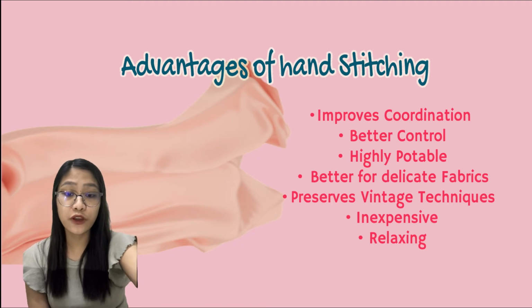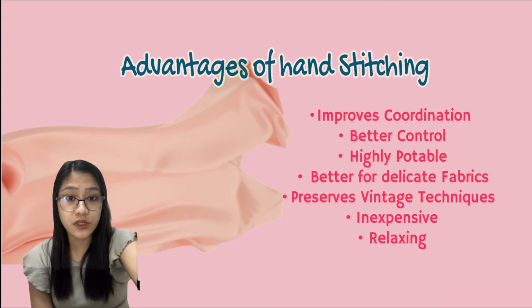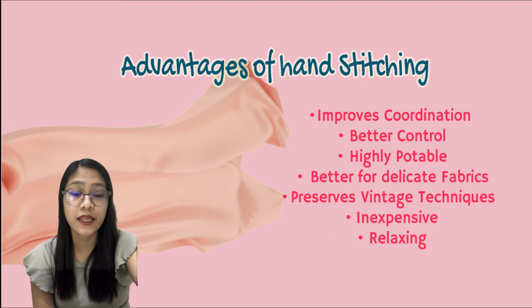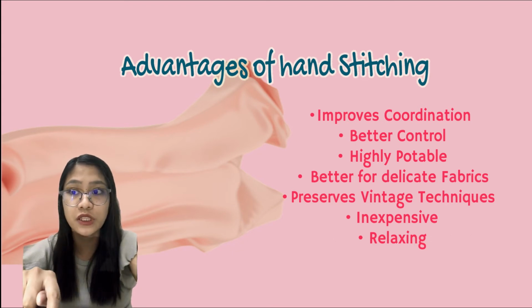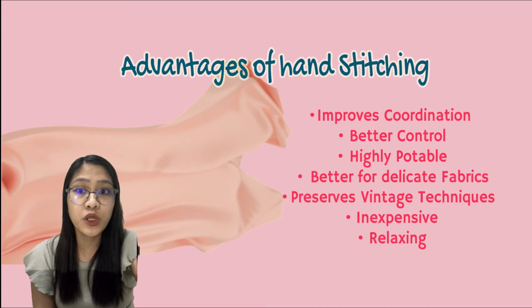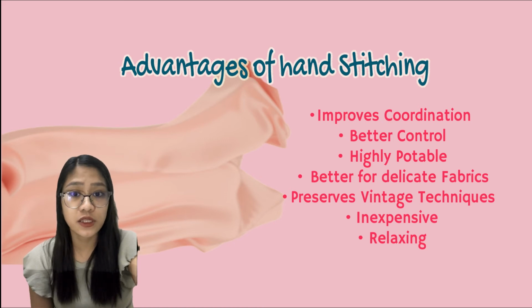Next is, it is better for delicate fabrics. So some fabrics are just sewn by hand. If they're prone to stretching or bunching, it's probably a good idea to spare yourself the hassle of wrestling your sewing machine into submission and stitching the fabric by hand. Next is, it preserves vintage technique. Delicate and vintage fabrics are common for hand sewing to preserve the beauty and quality of fabric by carefully sewing it. Next is inexpensive. So of course, you don't need to use sewing machine.